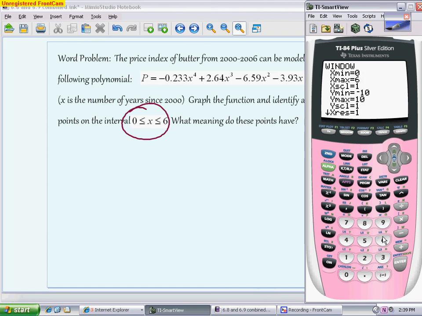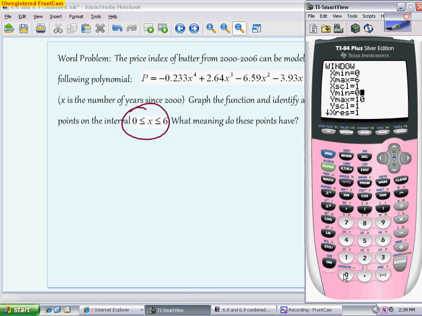The next thing I'm going to have to change is my y values. First of all, I can't have a negative y value because it is talking about price index, and we're not having negative prices. The y maximum can be a lot tougher to figure out where you want to set it. Do you want to keep it at 10? Do you want to make it 50? Do you want to make it 100?